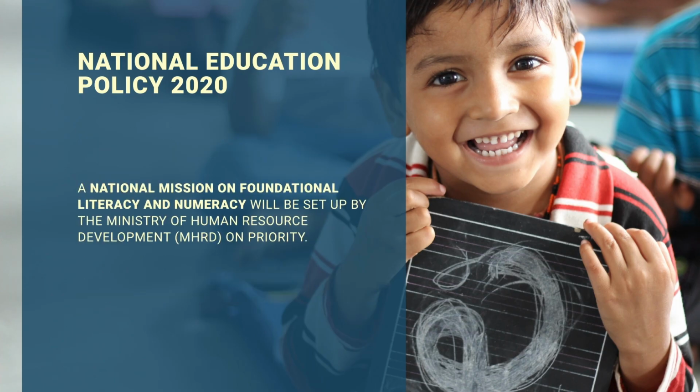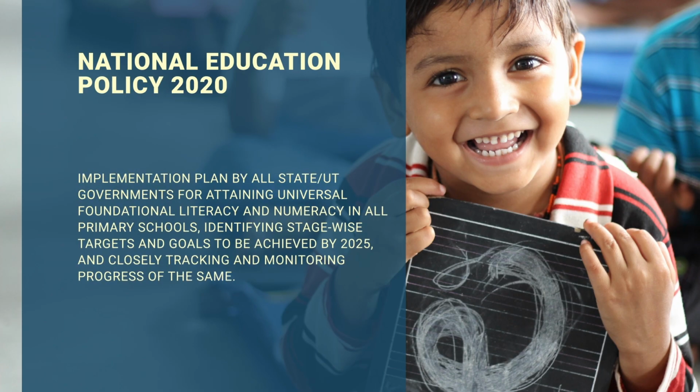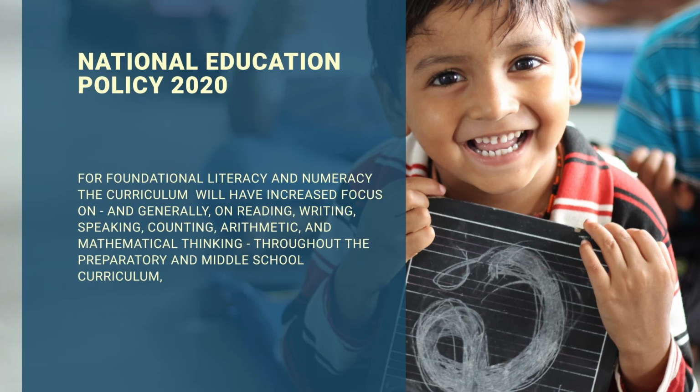In fact, they talked about establishing a national mission on foundational literacy and numeracy by the Ministry of Education, and there has to be an implementation plan. In making the implementation plan, all states, the union territory governments, everybody who has a stake, everybody who is responsible for implementing it should be involved, so that by the year 2025 all primary school children should have this foundational literacy and numeracy. Then what is this foundational literacy and numeracy?